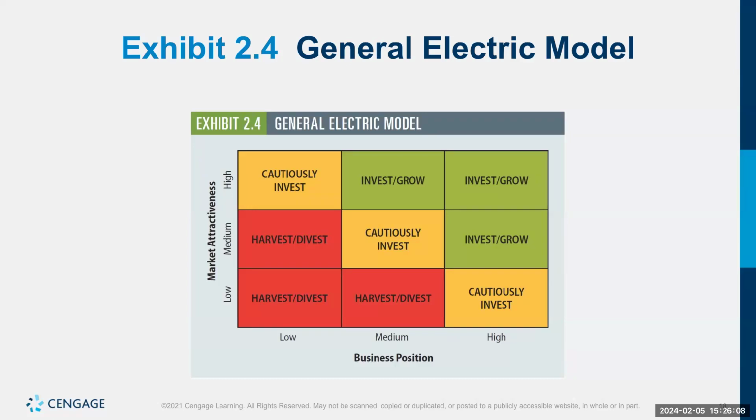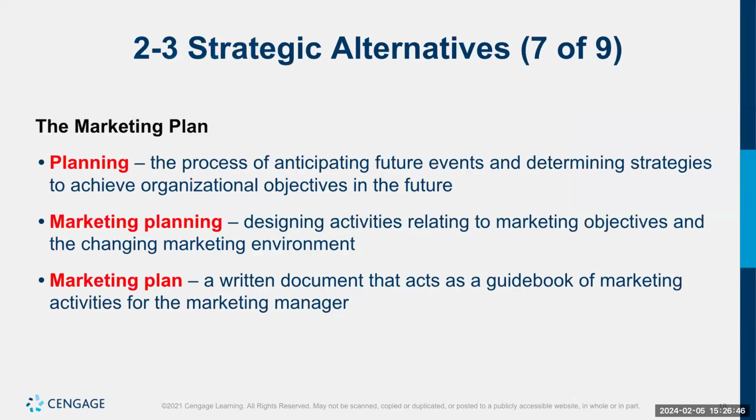Yellow is cautiously invest. These are either businesses in an attractive market but with a weak competitive position, or a strong business in less attractive markets. So either way, there's kind of a hindrance there. And obviously the red is the danger zone. This is where it's a weak position and an unattractive market. By plotting the differences in these businesses or product lines on this matrix, you can get a sense of what you should invest in and what you should not invest in. So these are some things to potentially keep in mind.